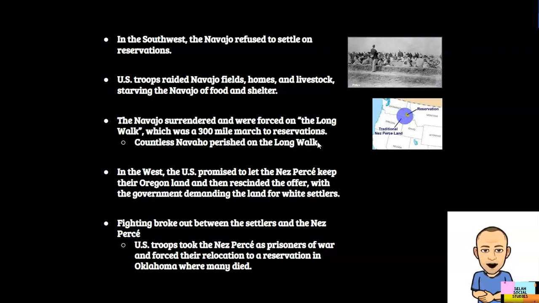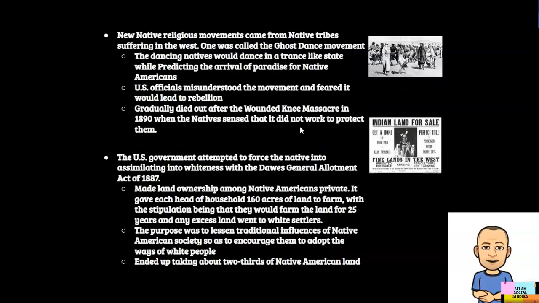So they demanded this land from the Native Americans, and then when they didn't get it like that, the U.S. Army troops went in there, fighting ensued, and the troops forced the Nez Perce onto a reservation in Oklahoma, where many more died. So we have the U.S. Army forcing Native Americans onto reservations throughout the whole settlement in the western part of the United States.